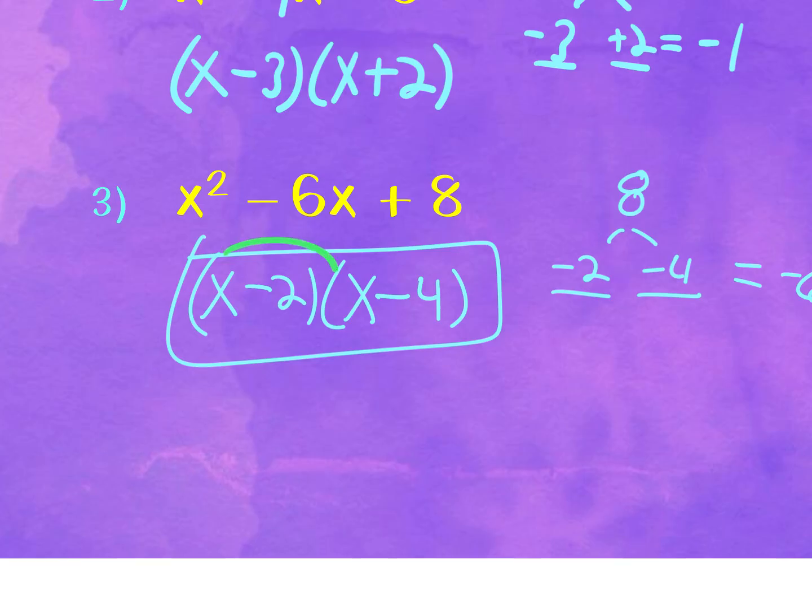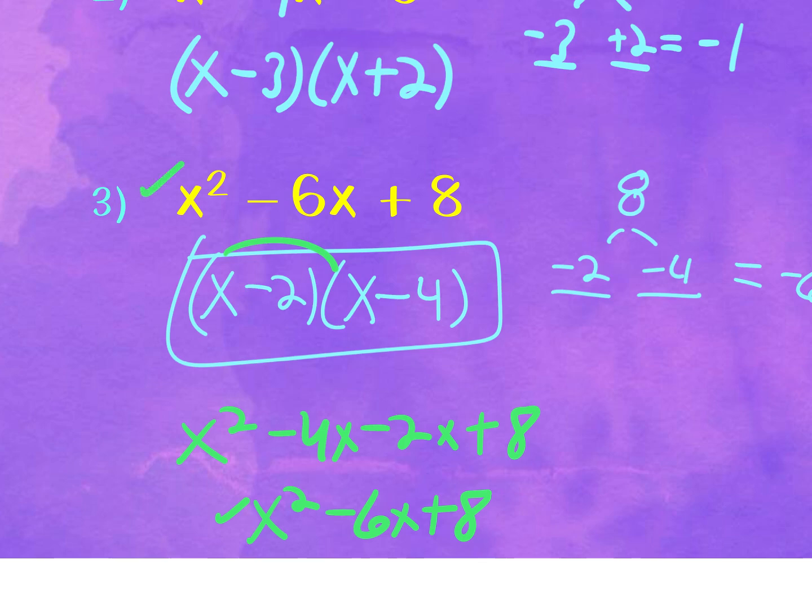If you multiply it, you should get x squared minus 4x minus 2x plus 8, and then you should get x squared minus 6x plus 8. And then you see that it does match the original one. So that's exactly what we wanted.